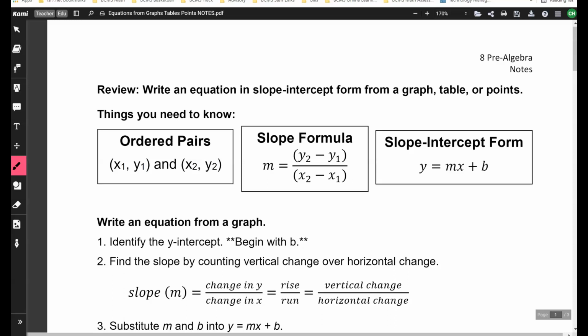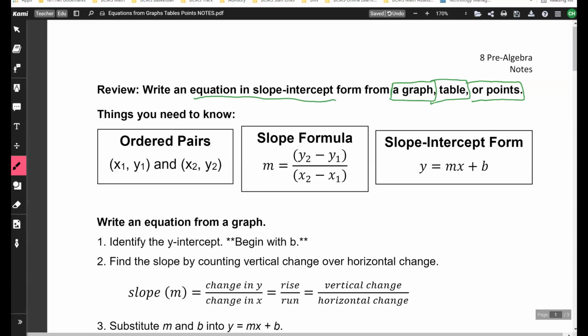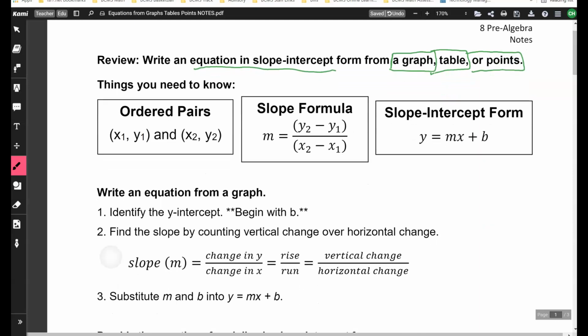So we're looking at writing an equation in slope-intercept form from a graph, from a table, and from those points like we did the last couple days, finding our slope and writing the equation that way. All right, so we've got some things here that can help us find those values, right? The important piece is to remember that all of the things that we're doing are still leading to that same overall value, that slope, okay? That's what we're looking for.